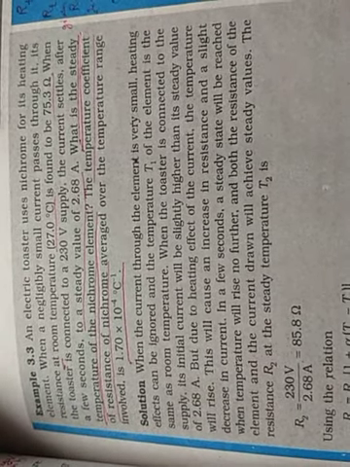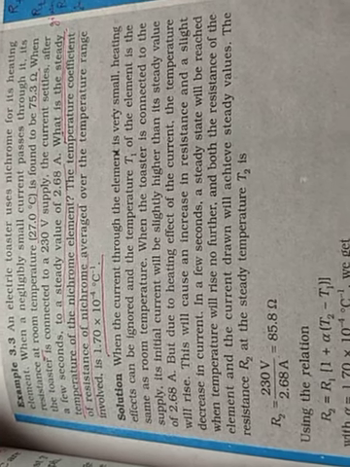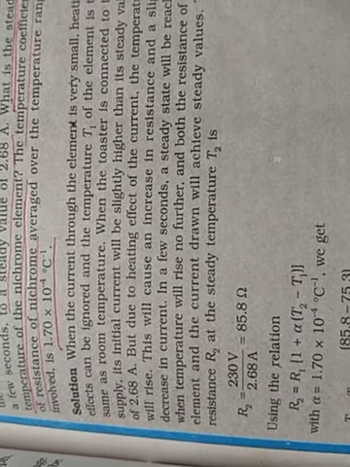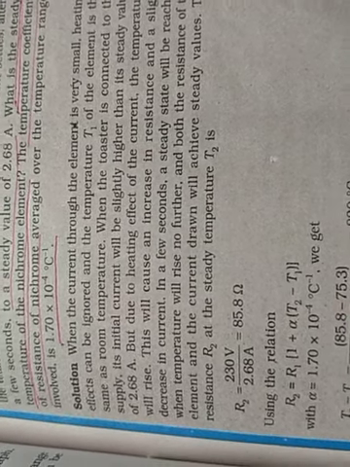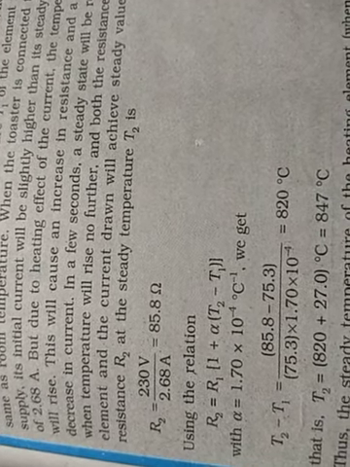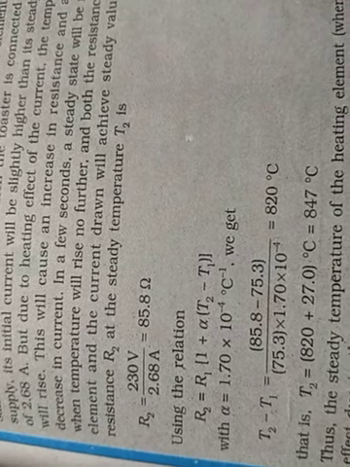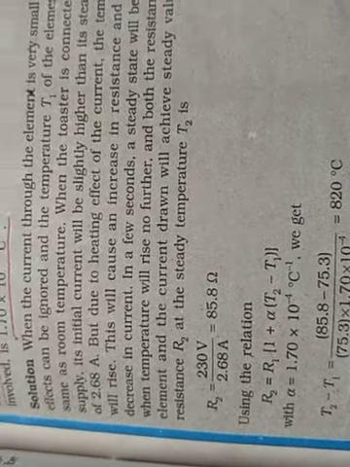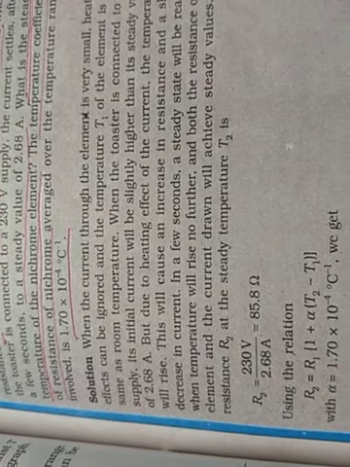So for finding the temperature, we have to find the resistance. The resistance at the given temperature we find using the relation V is equal to IR, so R is equal to V by I. 230 volt is applied, and the steady current flowing through it is 2.68 ampere as given, and therefore we get the resistance of the coil. Now we use the relation: the final resistance RT is equal to the initial resistance within bracket 1 plus alpha times the change in temperature, where alpha is the temperature coefficient, given to us as 1.7 into 10 power minus 4 per degree Celsius.